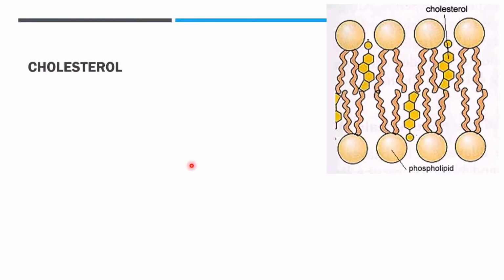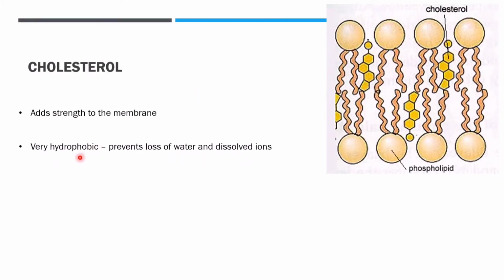Second, cholesterol. Cholesterol adds strength to the membrane. As you can see here, the cholesterol is in between the fatty acid chains. They're very hydrophobic, so cholesterol prevents loss of water and dissolved ions through the membrane.